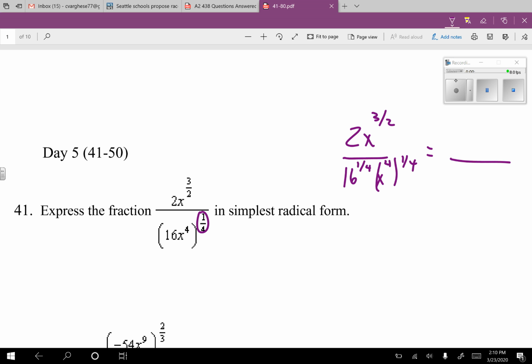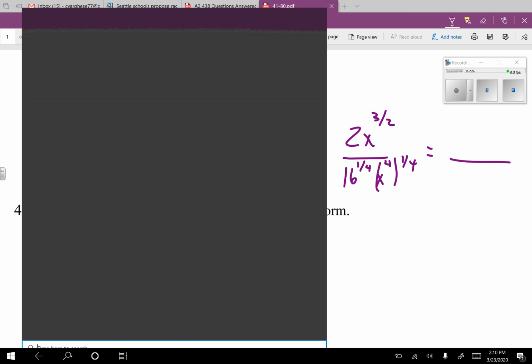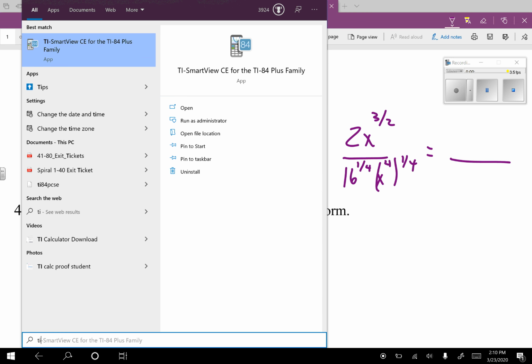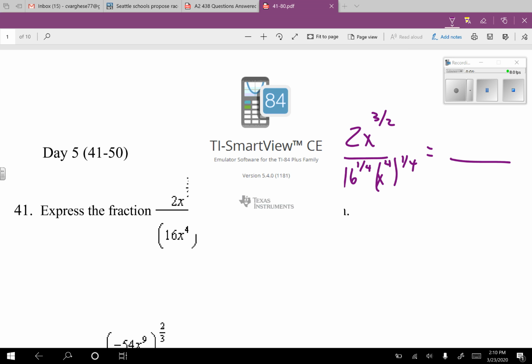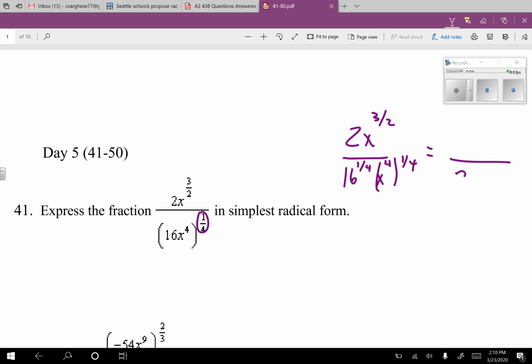So 16 to the 1/4 power is 2. You can use your calculator to help you do that. I showed you guys how to get the calculator on your computers in another video that's in the how-to thing. So you could just literally open this up and plug it into the calculator. So 16 to the 1/4 power, and that'll give you 2 as your answer.